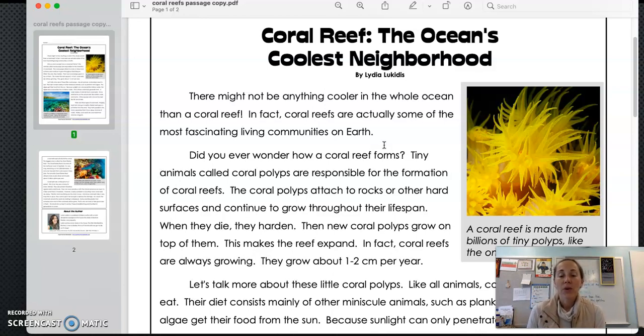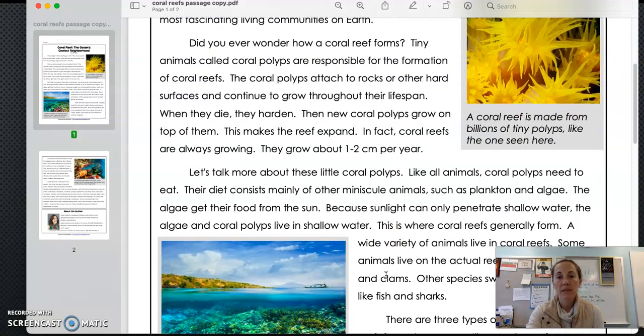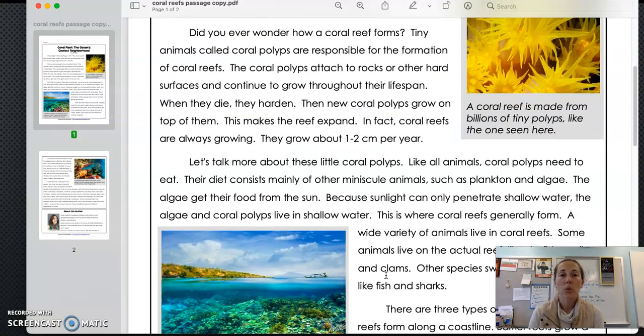There might not be anything cooler in the whole ocean than a coral reef. In fact, coral reefs are actually some of the most fascinating living communities on Earth. Did you ever wonder how a coral reef forms? Tiny animals called coral polyps are responsible for the formation of coral reefs. The coral polyps attach to rocks or other hard surfaces and continue to grow throughout their lifespan. When they die, they harden. Then new coral polyps grow on top of them. This makes the reef expand. In fact, coral reefs are always growing. They grow about 1 to 2 centimeters per year.